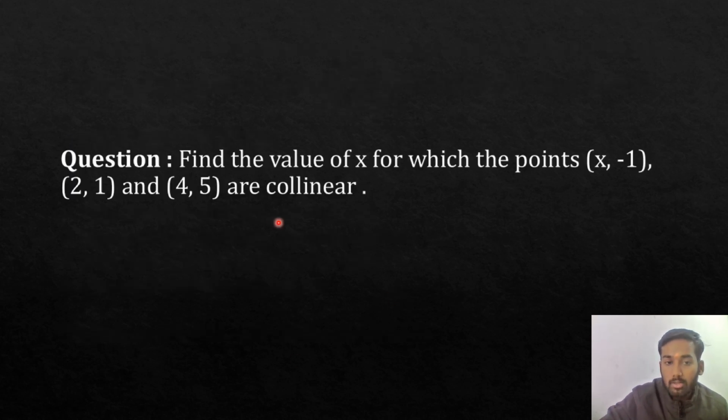Now let's solve a question. Find the value of x for which the points x comma minus 1, 2 comma 1 and 4 comma 5 are collinear. We know the basic thing: if 3 points are collinear, then the slopes of any two pairs of points must be equal. So the slope of x comma minus 1 and 2 comma 1, and the slope of 2 comma 1 and 4 comma 5 must be equal.